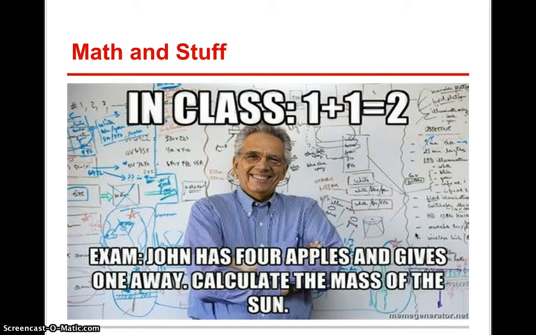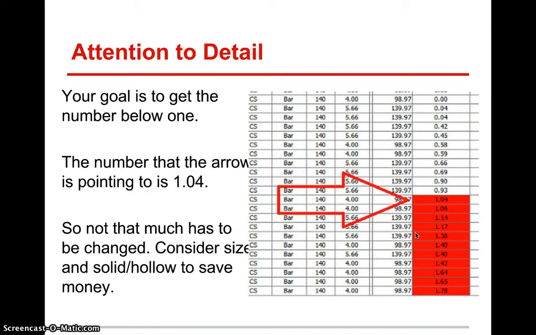Okay, now we have to do some math and stuff. Your goal is to get the number below 1. The number that the arrow is pointing to is 1.04. So not much has to be changed.